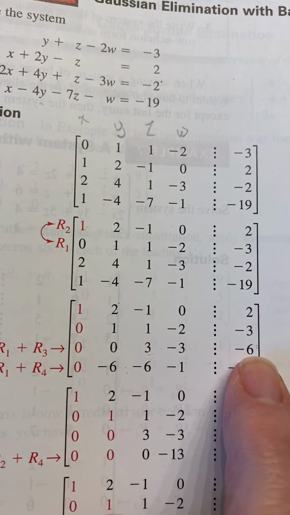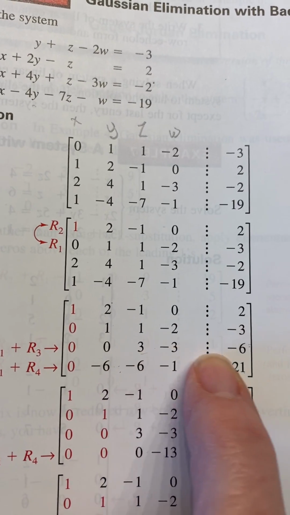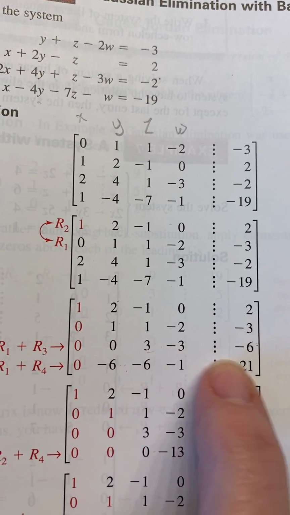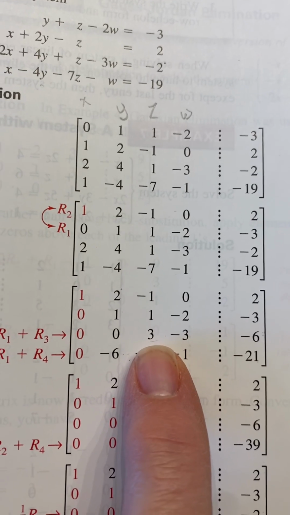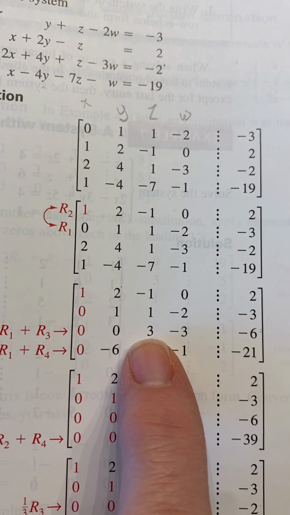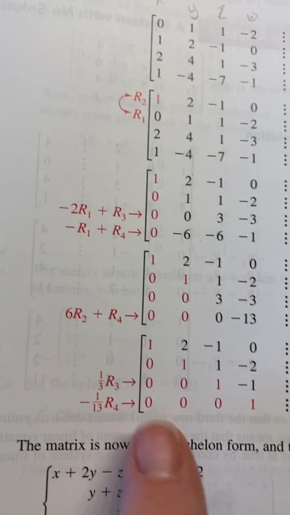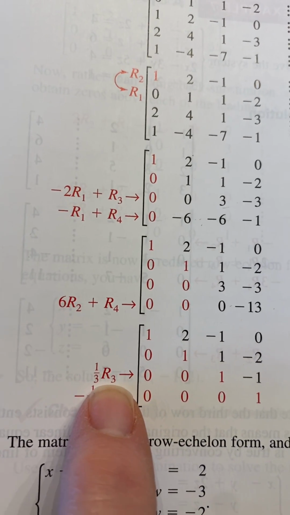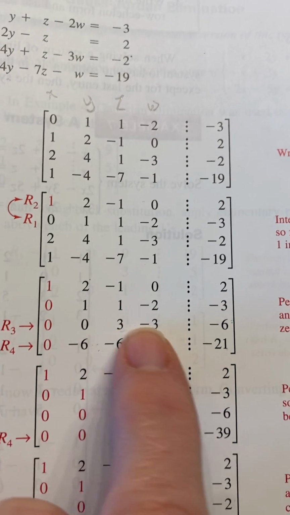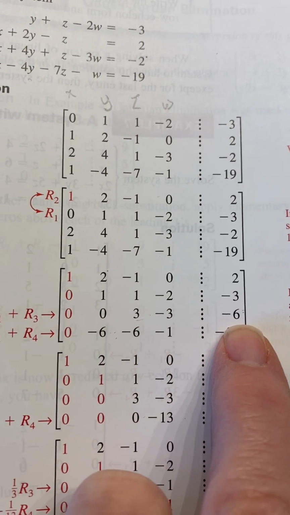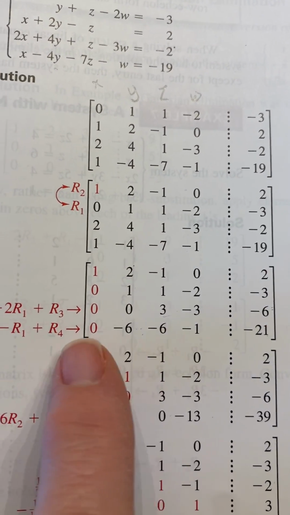Now they don't do this till later, but what you could do right now is look at row 3, we want this to be a 1. So the way that we can do that is we can divide everything by 3. And they ended up doing it right here, 1/3 row 3. It's really nice because everything is evenly divisible by 3.